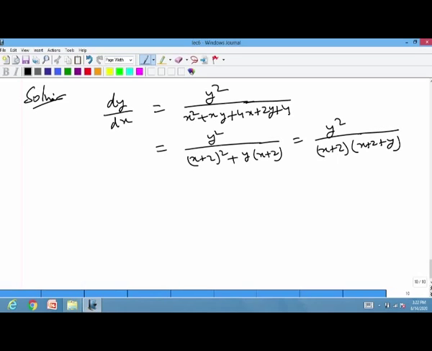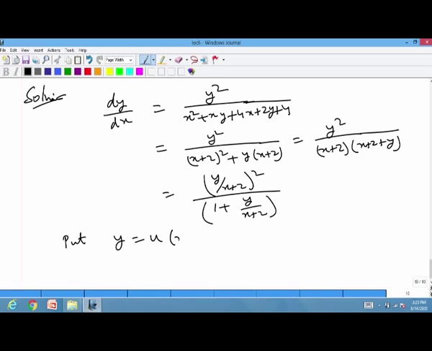So, now we see that dy/dx is equal to some function of x+2 and y. So, this can be written, just like we do for a homogeneous equation, as (y/(x+2))^2 divided by (1 + y/(x+2)). So, now to solve this, we can put y = u(x+2).